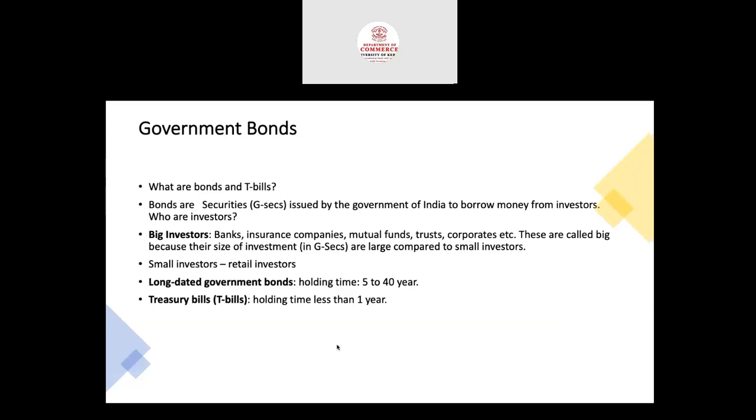Big investors invest in government bonds, and small investors like individuals and retail investors are also investing in them. Government bonds are long-term bonds with a holding time of 5 to 40 years, and their interest rate is high. Treasury bills are another part of government bonds. They are traded in the money market, and the holding time is less than 1 year. So if a person wants liquid money, meaning a short-term deposit, the person can prefer a treasury bill.